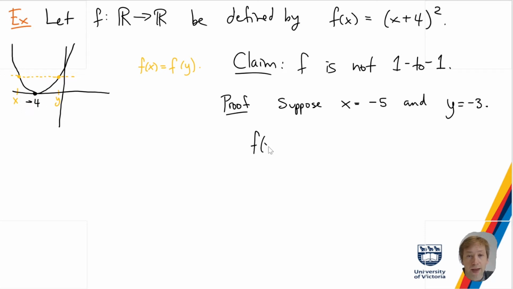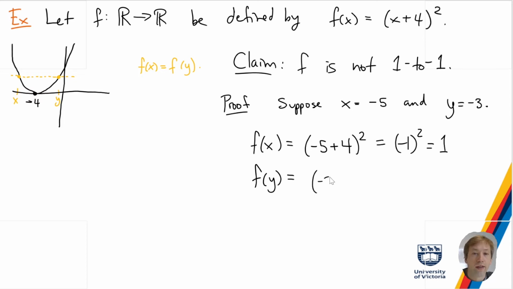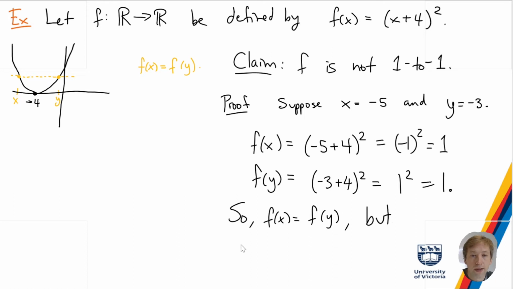So if I take f of x, that's -5 plus 4 squared, which is -1 squared, which is 1. And if I take f of y, I get -3 plus 4 squared, which is 1 squared, which is 1. So f of x equals f of y, but x is not equal to y, so it's not injective. Or in other words, it's not one-to-one. Remember, one-to-one and injective mean the same thing.